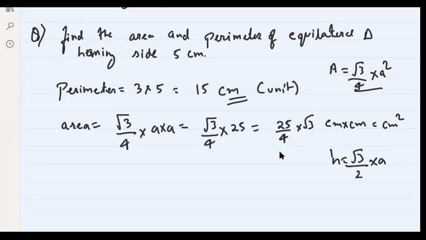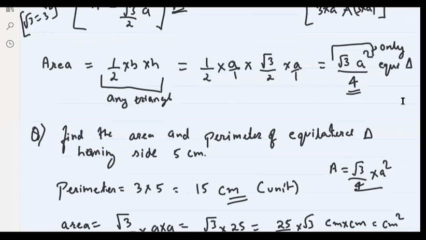By 4, Ragini. See this, we have already studied na. See the formula once again, guys. 1 by 2 into base into height. 1 by 2 into a into height, which is root 3 by 2. So 2 into 2 will become 4 now.